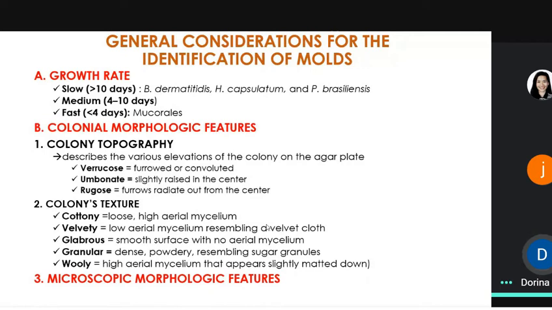That is the topography or the elevation of the colony. Now, when you're talking about texture, in your bacteria also, here you have your cottony. When you look at it, why cottony? Because of the aerial mycelium. You have your velvety, with low aerial mycelium, like velvet growth.